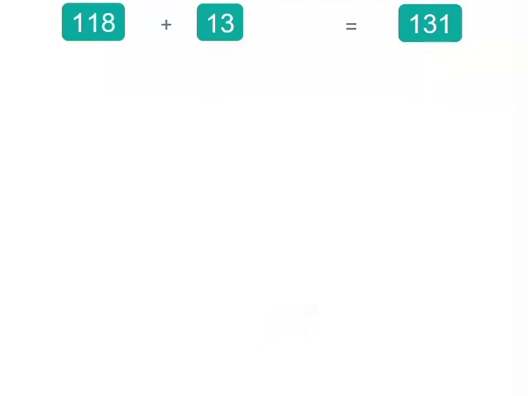If you look at the digits in the units place, we had 8 units and 3 units, and that made 11 units. So we actually have 1 in the units place, and we've regrouped one of them. So that's where the extra 1 comes from, in the tens place. 1 and 1 and 1 makes 3, and we've got 1 in the hundreds place.